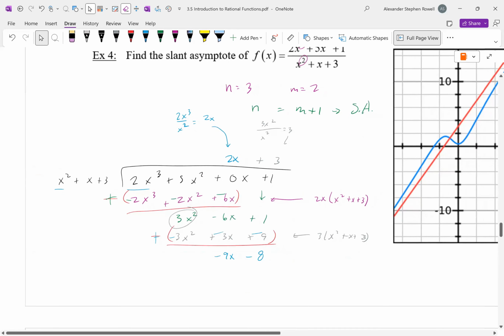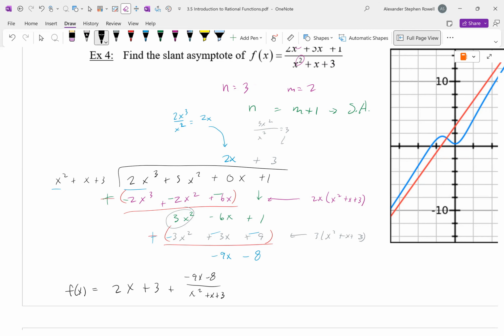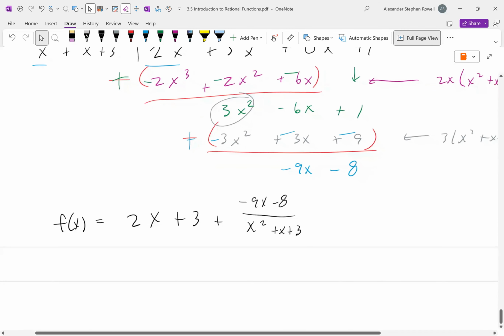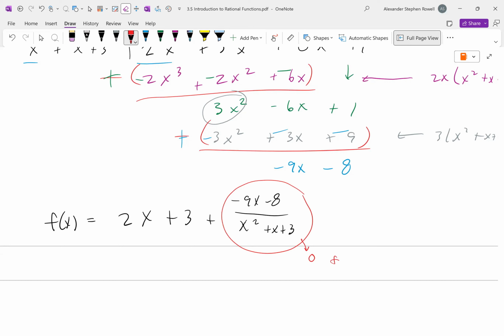Okay, so the original function is equal to 2x plus 3 plus the remainder, negative 9x minus 8, over x squared plus x plus 3. So as x goes to infinity, this remainder term goes to 0 for x approaching positive or negative infinity. That means the equation of the slant asymptote is y equals 2x plus 3. Any questions about this?